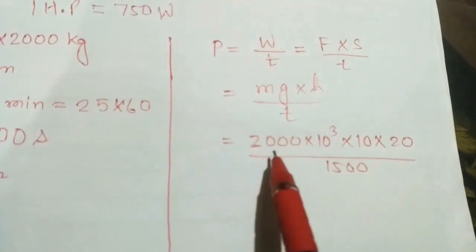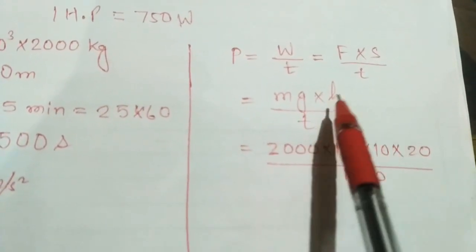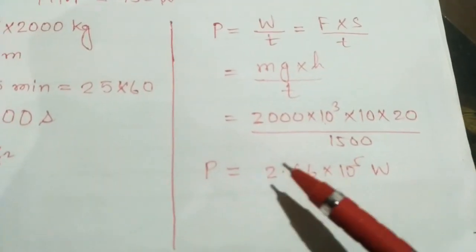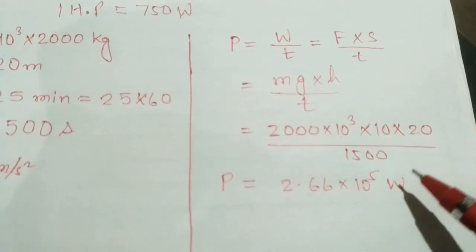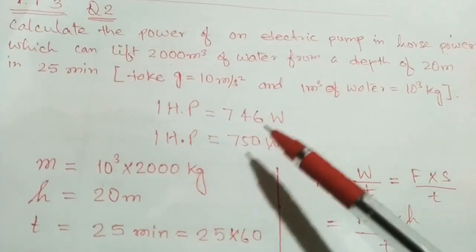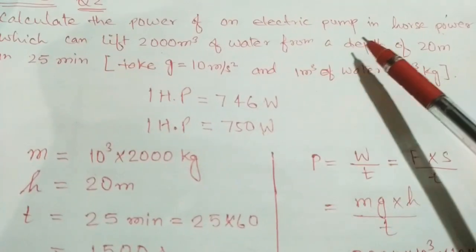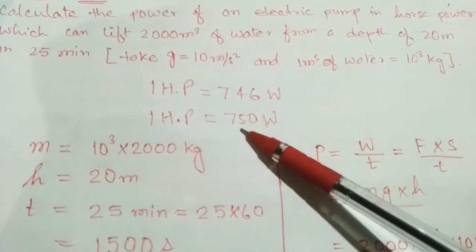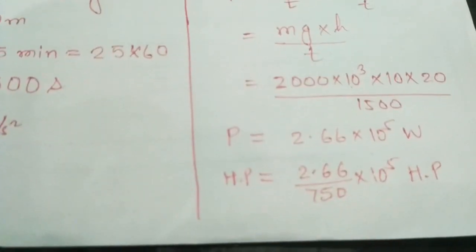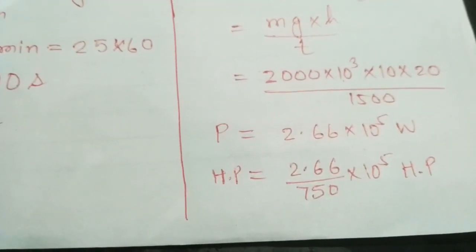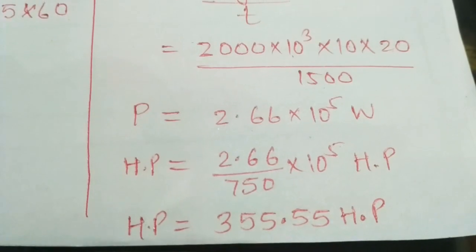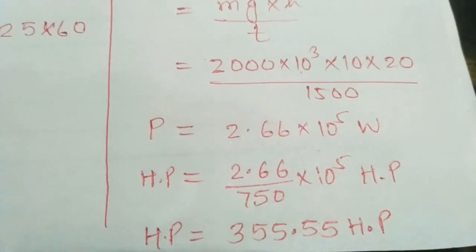Let's put all the values. Mass 2000 into 10 power 3, value of g 10, height 20 meter, and time 1500. On solving you will get the power 2.66 into 10 to the power 5 watt, but this is in watt. We have to convert into horsepower. So 1 horsepower is equal to 746, but take the round figure because nothing is given in the question. I'm taking 1 horsepower is equal to 750. So I will divide by 750 to convert this into horsepower. HP is equal to 2.66 into 10 power 5 upon 750 HP. On further solving, you will get 355.55 horsepower. This is the final answer.